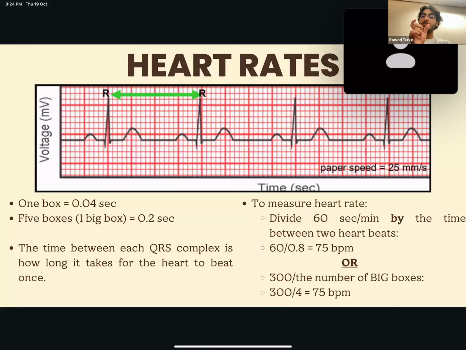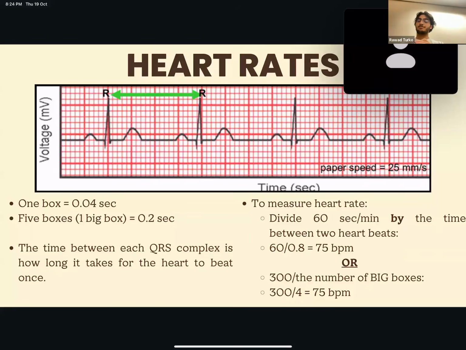Each big box is 0.2 seconds, and each big box is made up of 5 smaller boxes. Each smaller box is 0.04 seconds. Again, when we're looking at an ECG trace paper, the horizontal axis is the time, and the vertical axis is the voltage. I'm here to talk about the time section. Voltage is related more to arrhythmias.